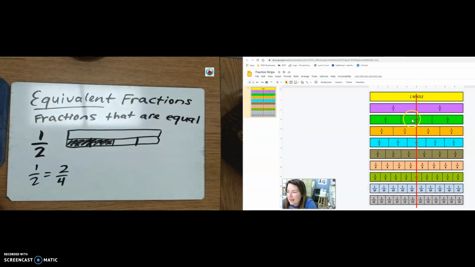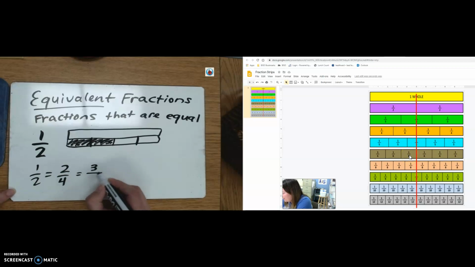Let's keep looking at this fraction strip paper. Look down to the 5ths. Oh, it's cutting that one in half. That doesn't really work. But look at the 6ths. It looks like 3 of these 6 pieces are the exact same size as this 1/2 piece. So 1/2 is equivalent to 2/4, which is also equivalent to 3/6.